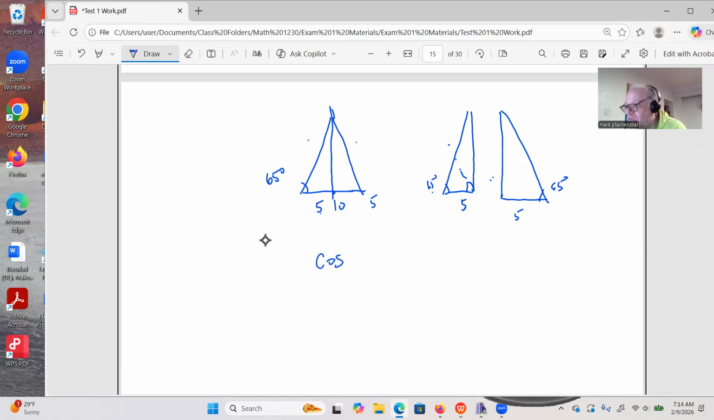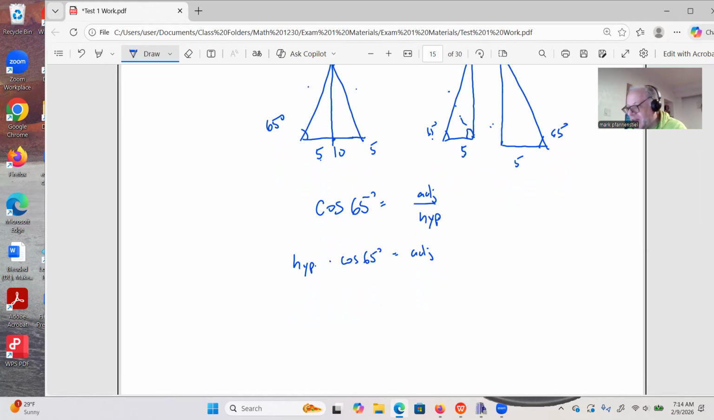So we're going to say that the cosine of 65 degrees is equal to the adjacent over my hypotenuse. I would like to solve for my hypotenuse. So on the other side, we just multiply hypotenuse across. So hypotenuse times the cosine of 65 degrees is equal to my adjacent side. Go ahead and divide by cosine of 65 degrees. So hypotenuse is equal to adjacent over cosine of 65 degrees. What was the adjacent side? The adjacent side is 5. So we have 5 divided by the cosine of 65 degrees, and that is equal to my hypotenuse.